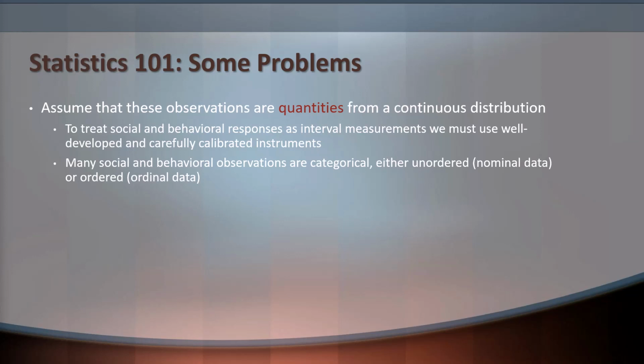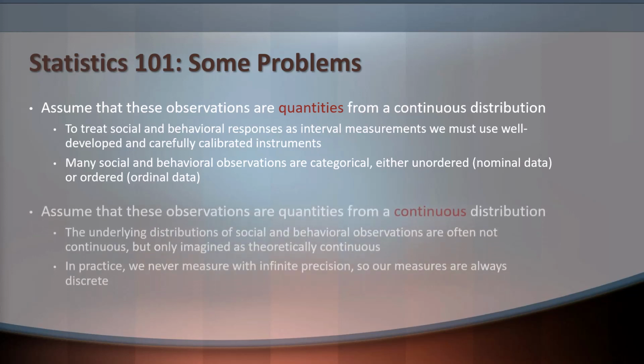Further, many social and behavioral observations are not quantities, but rather are categories, either unordered, what we can call nominal data, or ordered categories that we can call ordinal data. Yet little play is typically given in Statistics 101 to the fact that we may have categorical data.